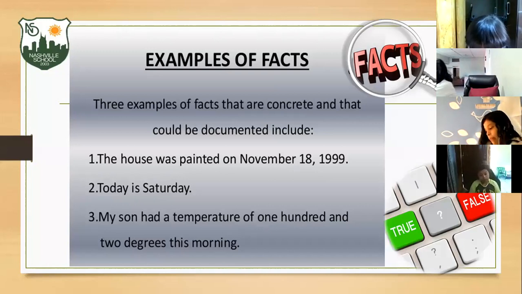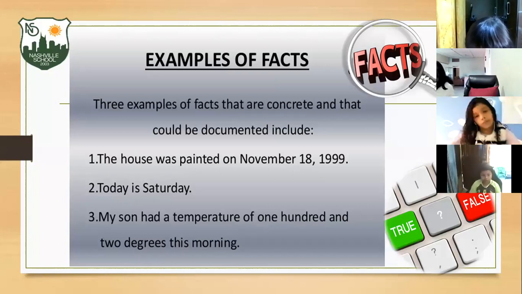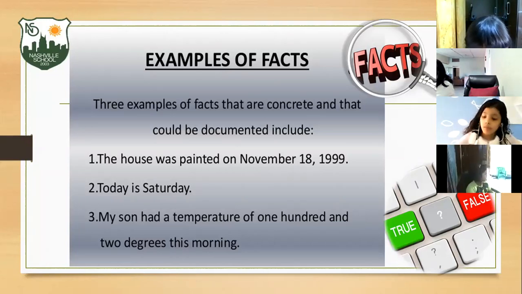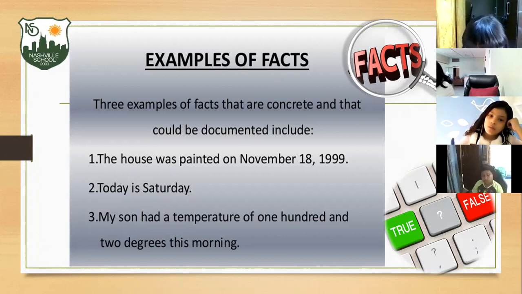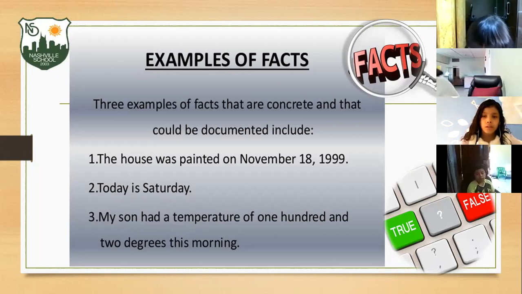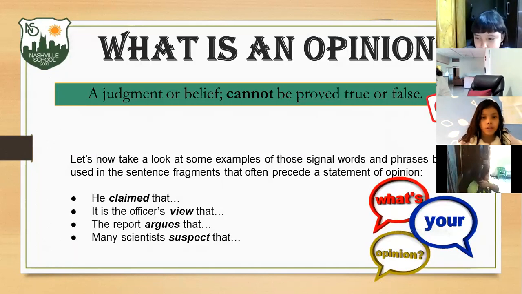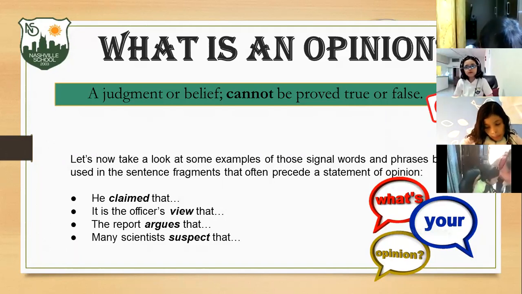So as you can see, Diego just read three facts. For example, in the house that you live in, you can say my parents bought the house when I was born, like 8 to 10 years ago. Or we can say, today is Tuesday. It is Tuesday today, okay? Or when you are sick, sometimes your parents say, for example, Dana has a temperature. She's like 40 degrees and we need to take her to the doctor. Now guys, please, what is an opinion? Copy just the question and the answer, okay?